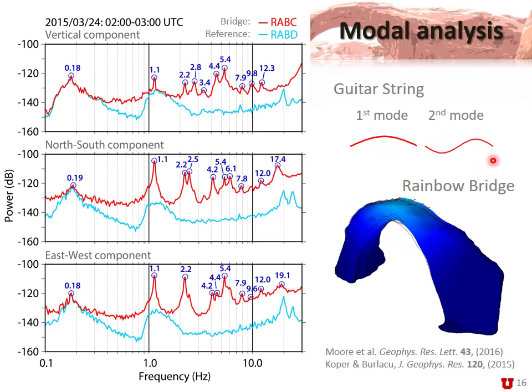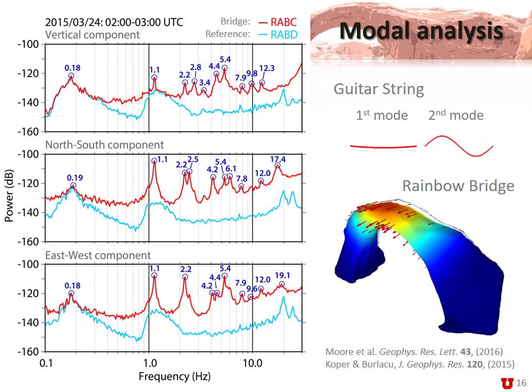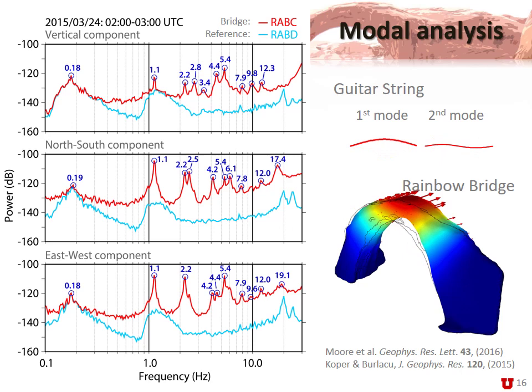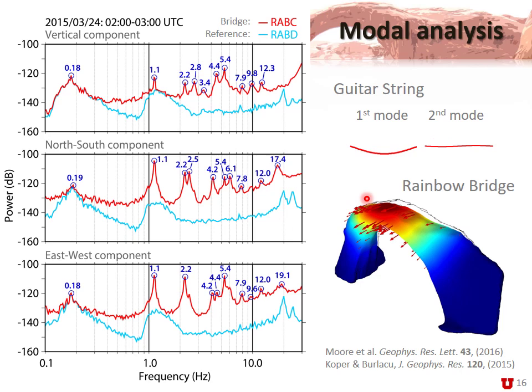This is actually our recreated simulated vibration of Rainbow Bridge at its fundamental mode, which happens to be 1.1 hertz. And you can see that it's very similar in that way. It's just a kind of full height bending of the bridge back and forth. So this is this idea of modal analysis. And so what we're doing in this process is we're taking our data and we're trying to build a model that recreates our data. So how do we do this?